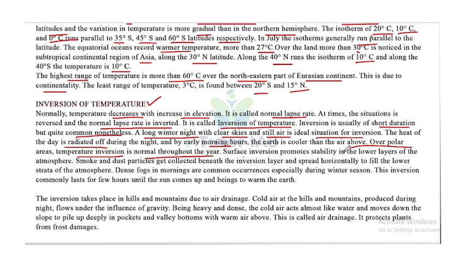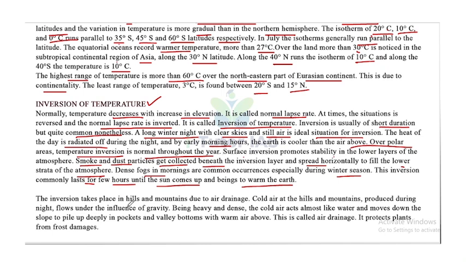Surface inversion promotes stability in the lower layers of the atmosphere. Smoke and dust particles get collected beneath the inversion layer and spread horizontally to fill the lower strata of the atmosphere. Dense fogs in the mornings are a common occurrence, especially during the winter season. This inversion commonly lasts for a few hours until the sun comes up and begins to warm the earth.